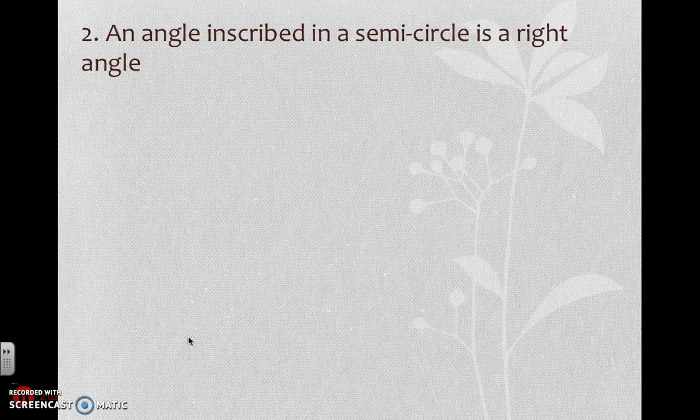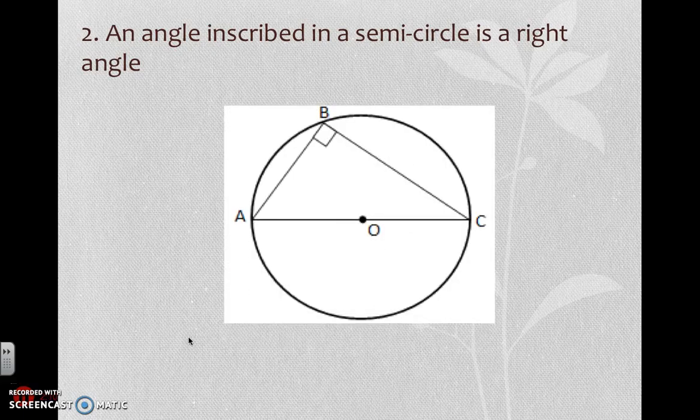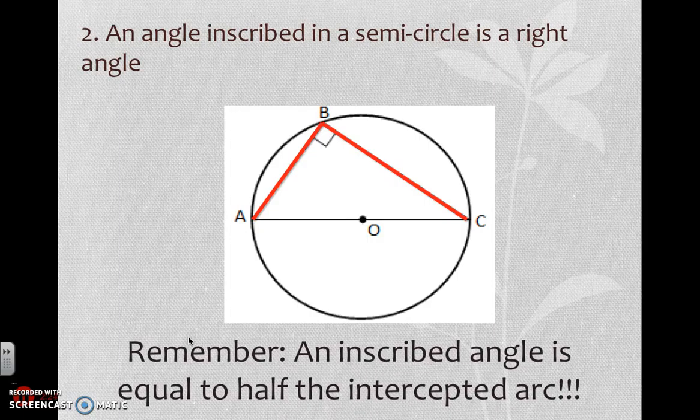Okay, the second theorem is that an angle inscribed in a semicircle is a right angle. Okay, so here's a diagram. An inscribed angle would be ABC, and if you take a look at the arc that ABC intercepts, the arc that goes from A to C underneath, you're going to remember that an inscribed angle is equal to half the intercepted arc, and I'm going to show you that intercepted arc here. So the intercepted arc is a semicircle, and so it's 180 degrees.